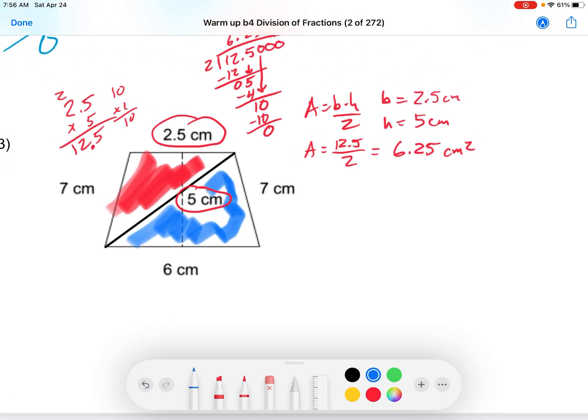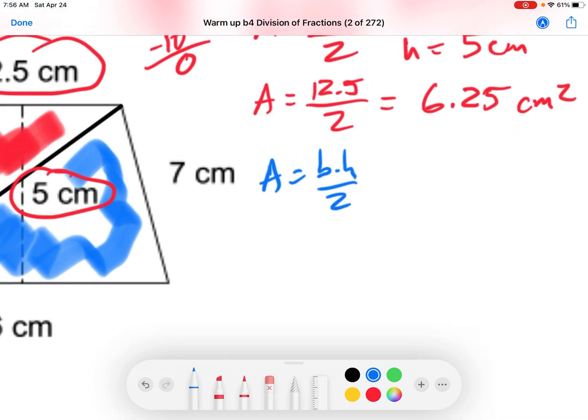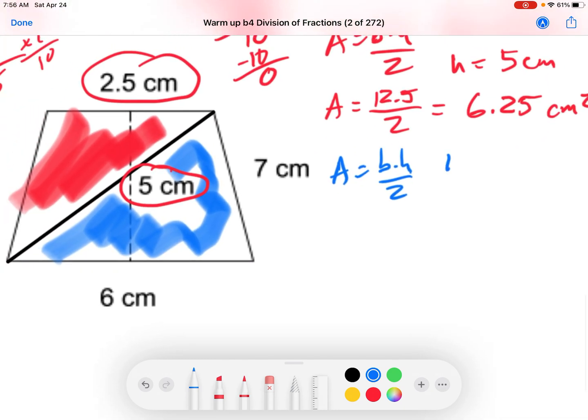All right, let's focus now on that blue triangle, right? The area of that blue triangle, or any triangle, I'm sorry, is base times height, and divide that by 2. And its base is that 6 centimeters. Oops, sorry, 6 centimeters.